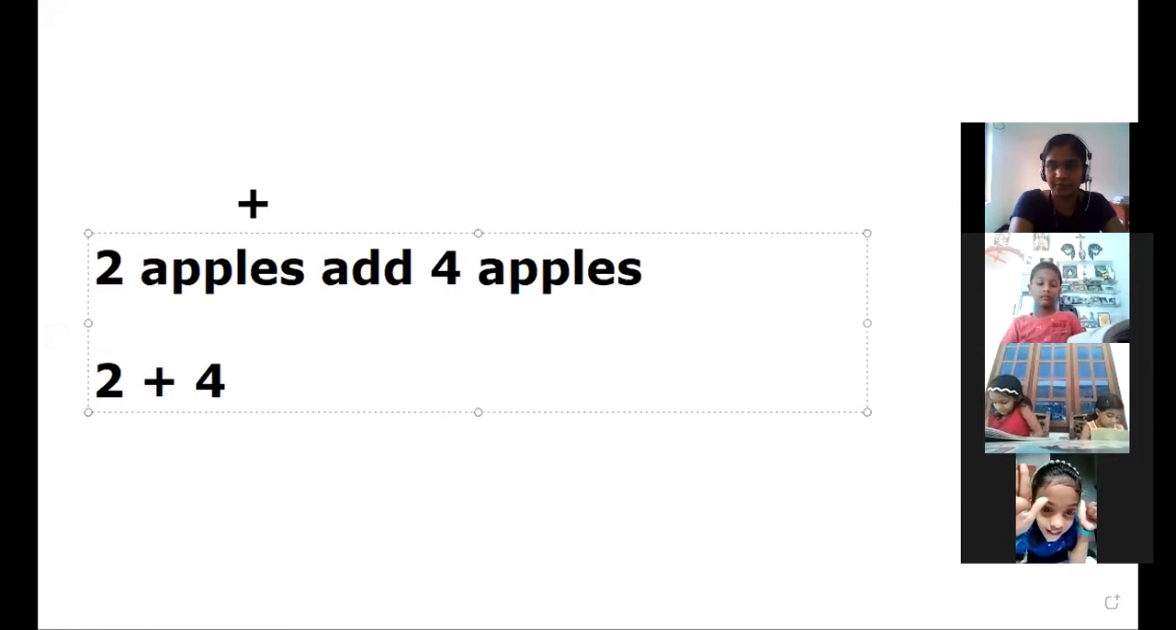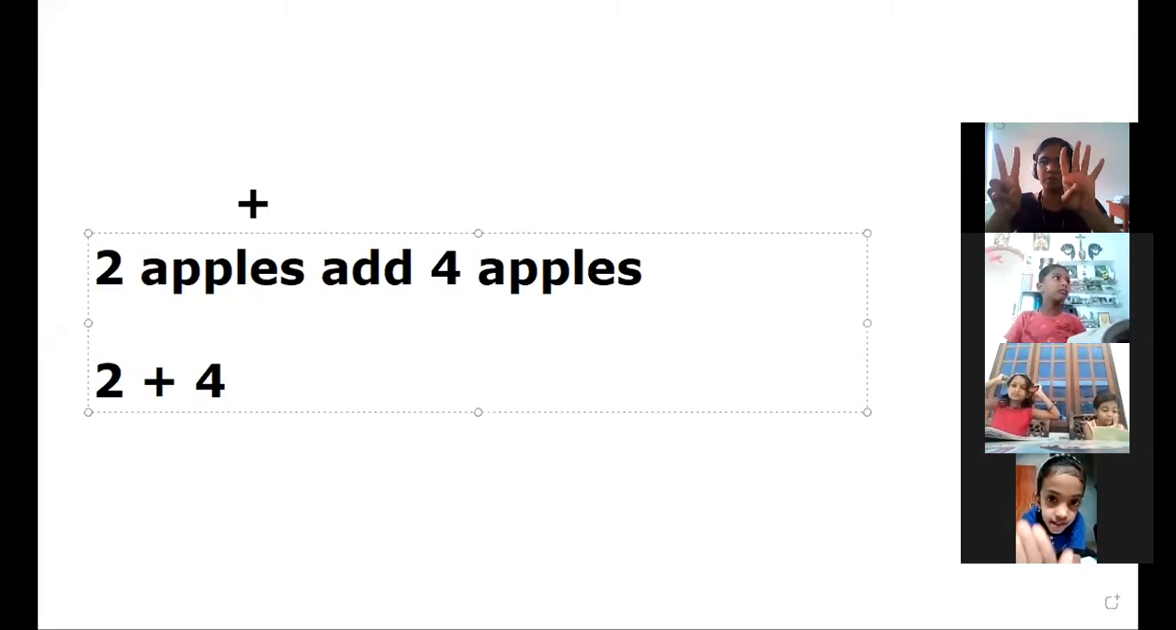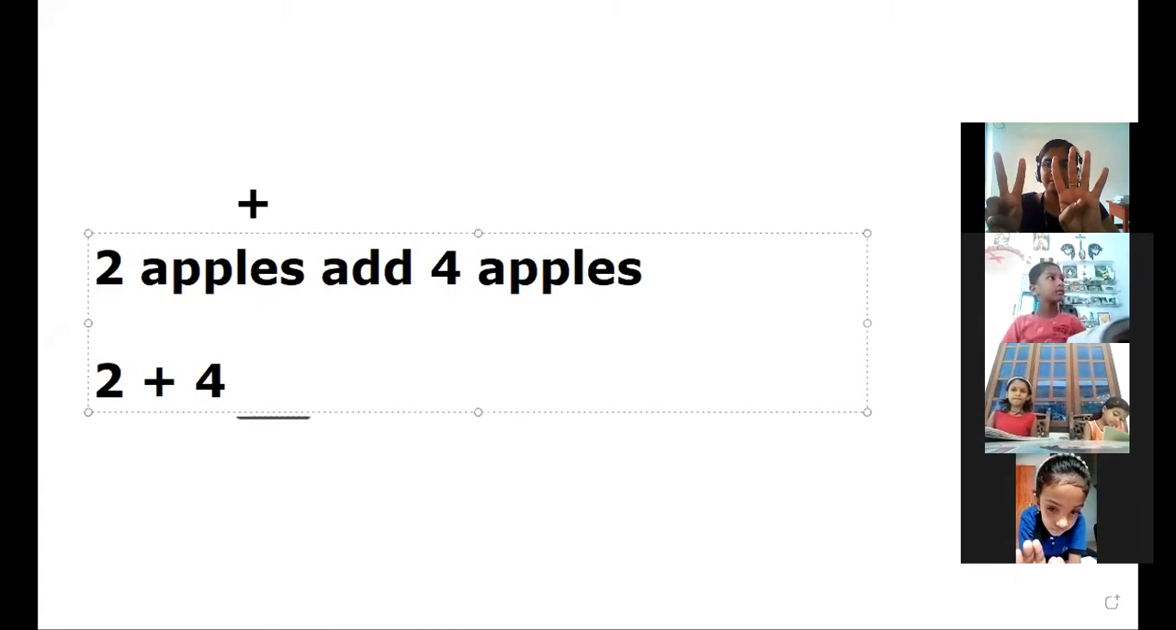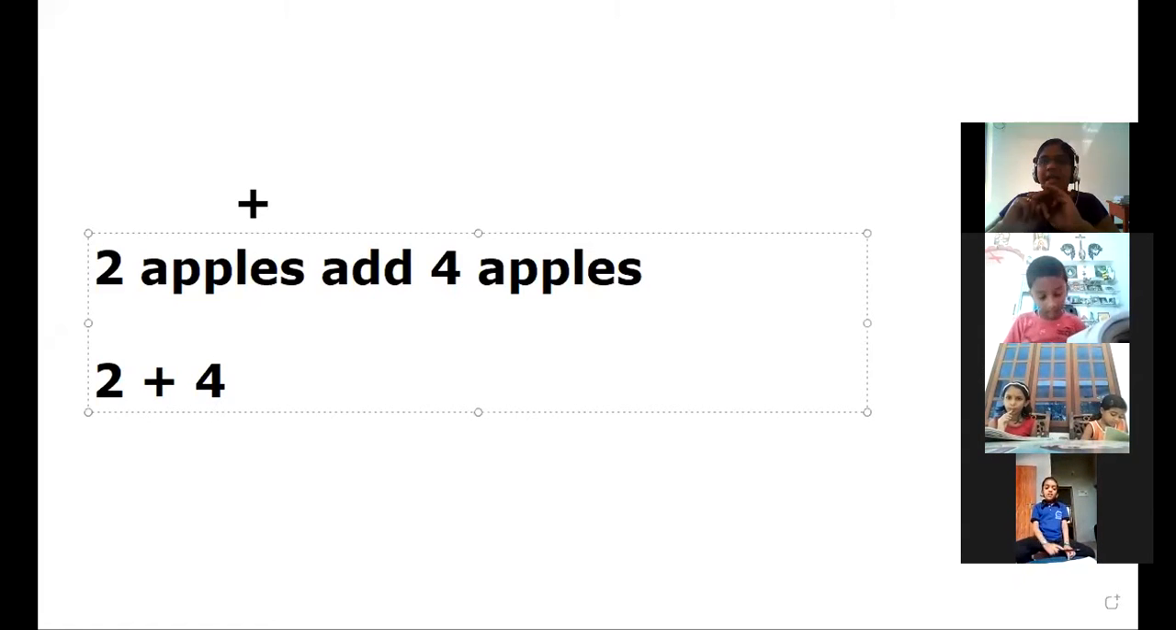2 plus 4. Right? Then how many apples will be there? There will be 2 plus 4. 1, 2, 3, 4, 5, 6. There will be 6 apples. Right? There will be 6 apples.